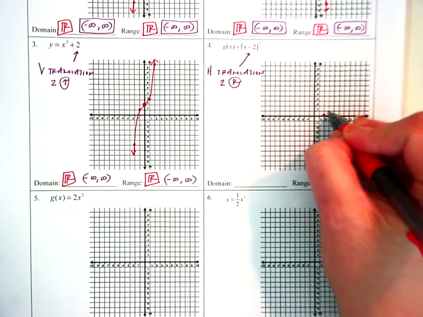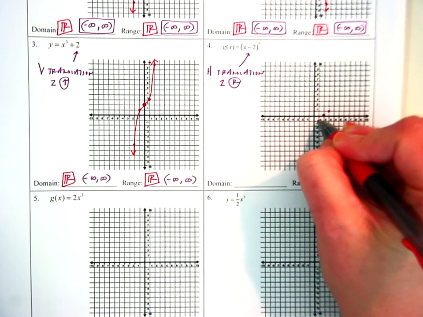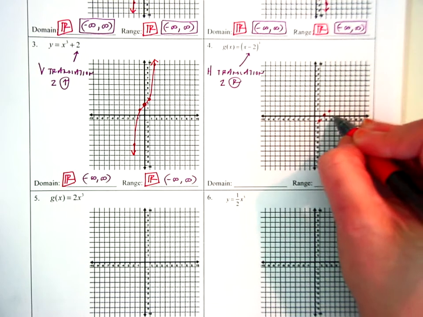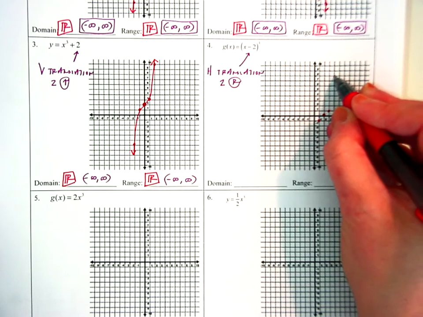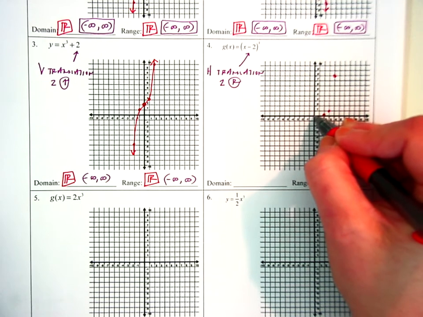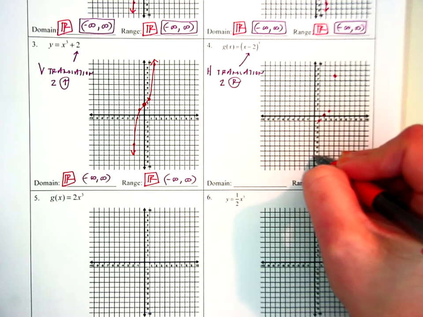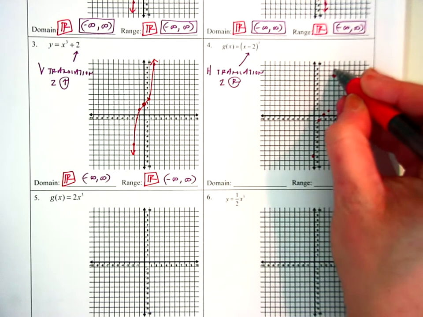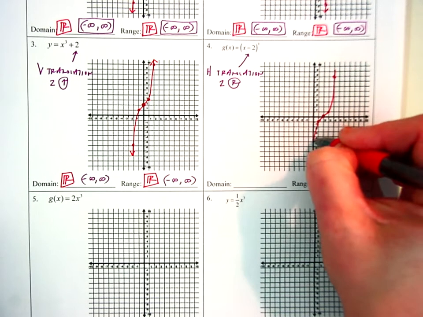So over 1, up 1, left 1, down 1, back to that starting point. Over 2 and up 8, puts me right here, back to that starting point. Left 2 and down 8 right there. So here is my cubic function, looks just like so.